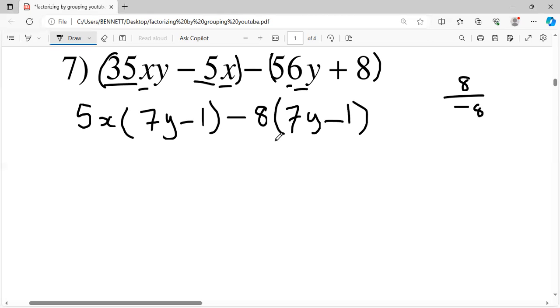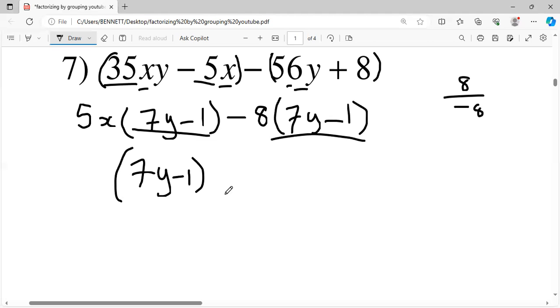Once you see you get this for both brackets, guys, you're on your way to get the full mark. So you just write back 7y minus 1, that is common to both. And then what is outside, which is the 5x minus 8. And that would be our answer. You get the full marks for that one.